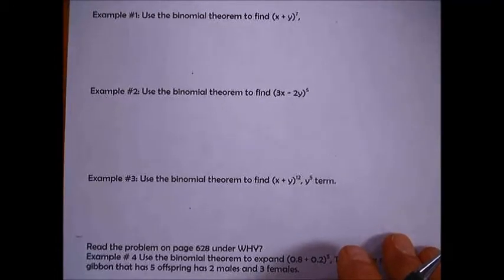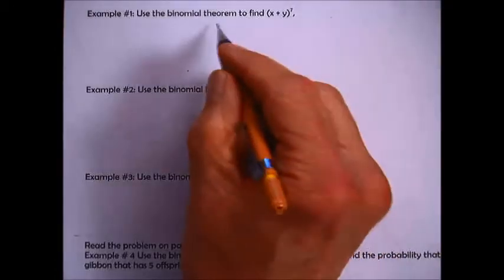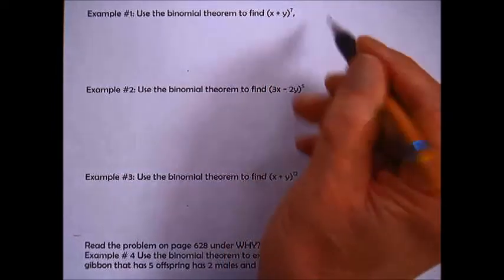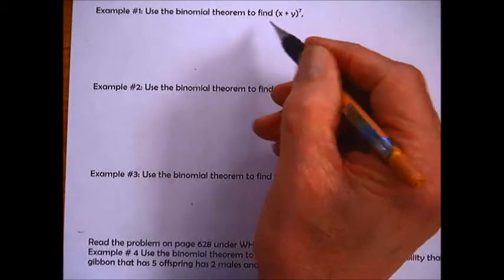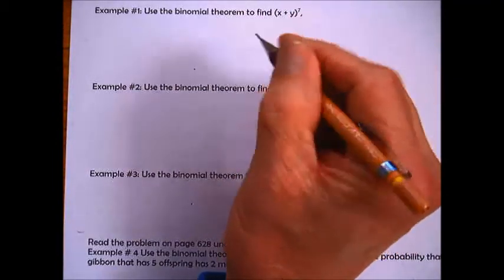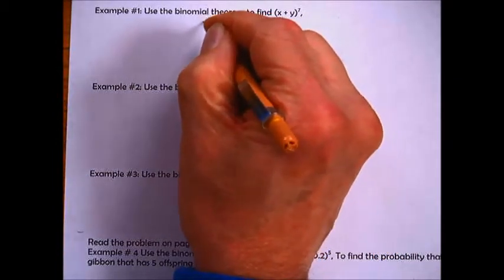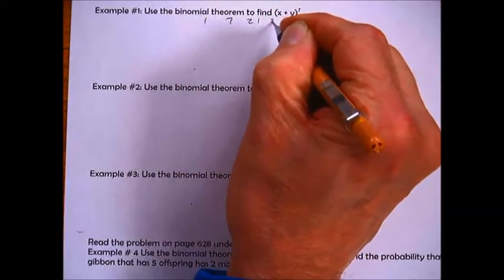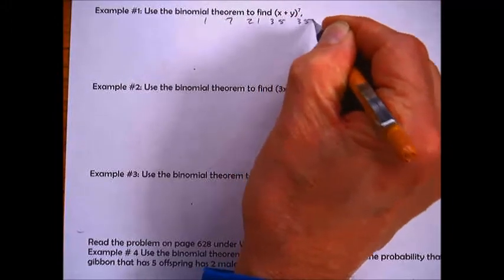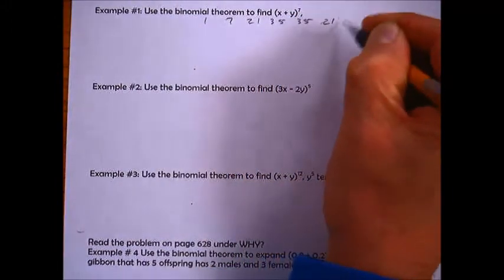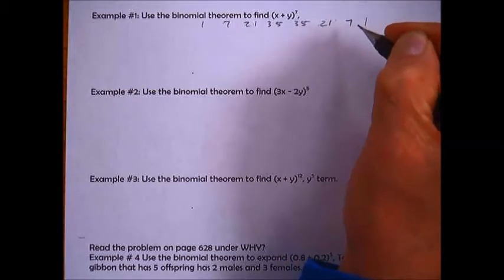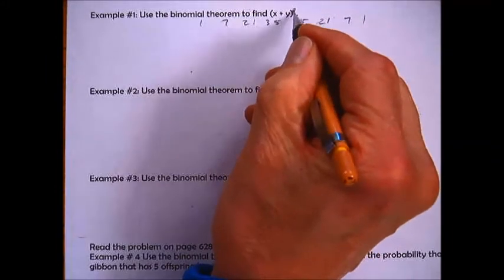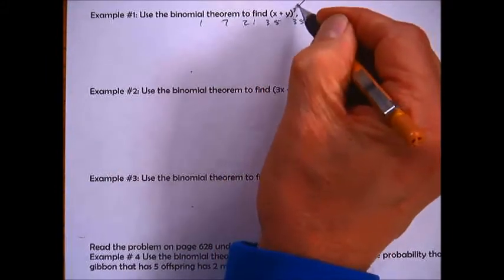Okay, you should be on the fourth page of your packet, and we're going to use the binomial theorem to try and find the binomial x plus y to the seventh power. So n is going to be 7. And for our coefficients, we're going to use the seventh row of Pascal's triangle, which if you look at it is 1, 7, 21, 35, 35, 21, 7, and 1. And so these are the coefficients, and we're going to start with x to the seventh because n is equal to 7.